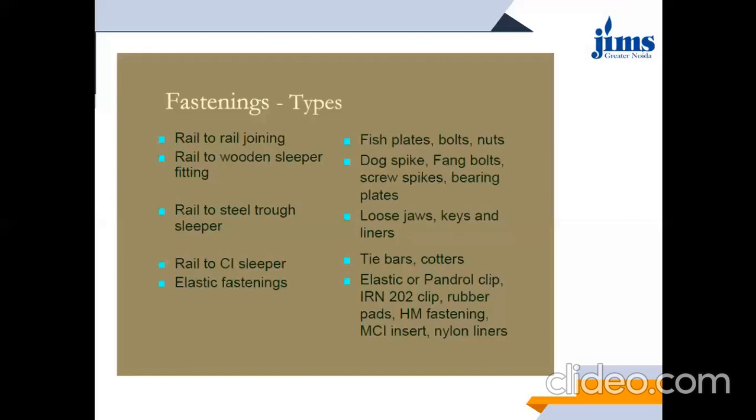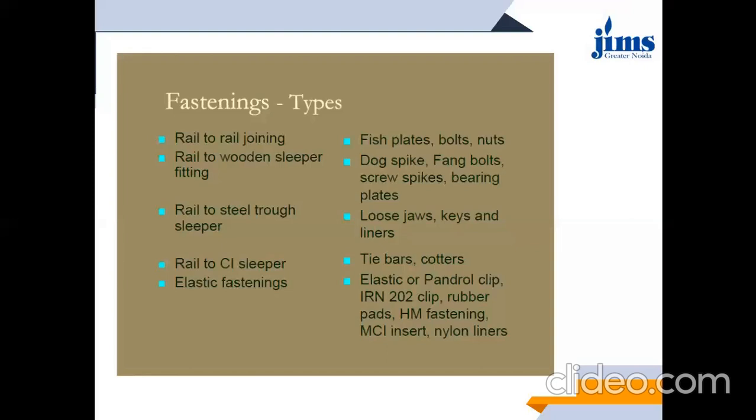So next is elastic fastening. These elastic fastenings are the most prominent ones, which are used in Indian Railways as well as any other railways wherever the ballast track is used. Even on the ballastless track, the rail has to be fixed on the apron track.